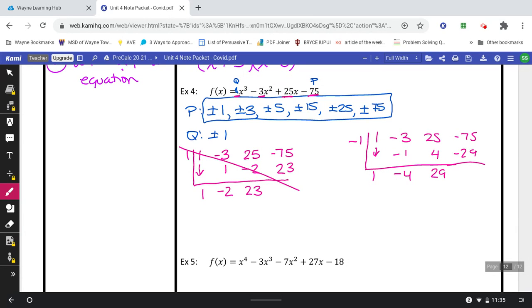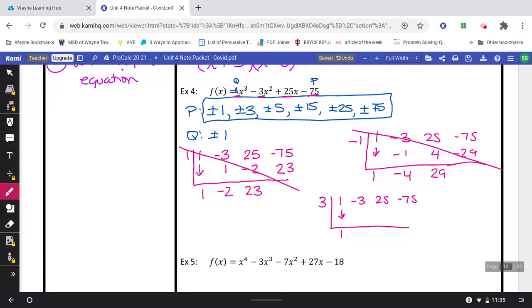Again, that does not give me 0. It's going to get me a very large negative number, but I know it's not 0, so I'll cross that out. The next number you want to try is going to be the positive 3. All right, let's see what happens here. 1, negative 3, 25, and negative 75.